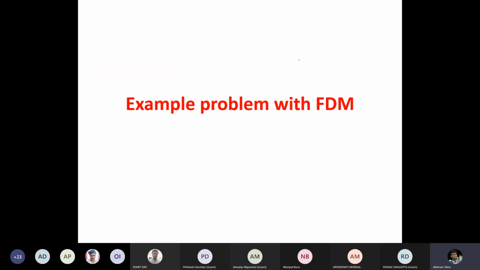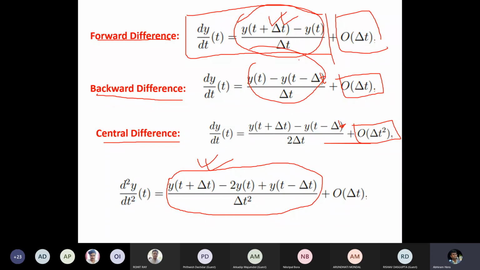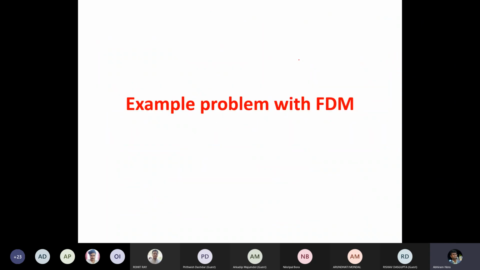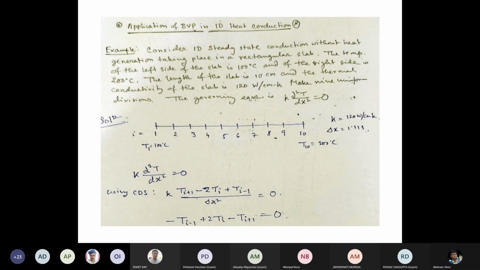Up to this point, things will be much clearer if I take an example. Let me take a small example and show you how this method can be applied. Then things will be more clear. So let us take an example problem with the finite difference method. I will take this one dimensional heat conduction equation. I generally do it in my class, so it is handwritten. I hope it is clear to you.